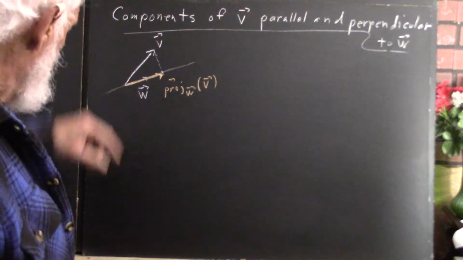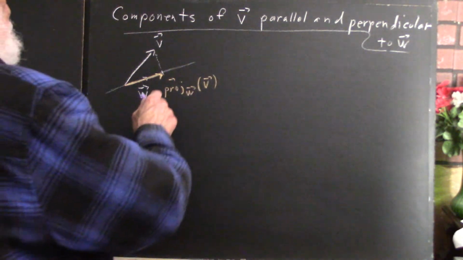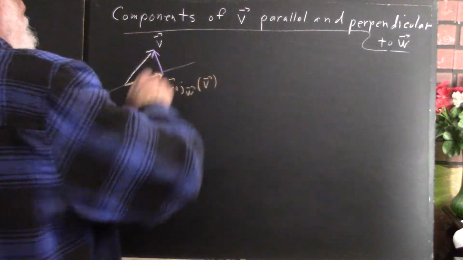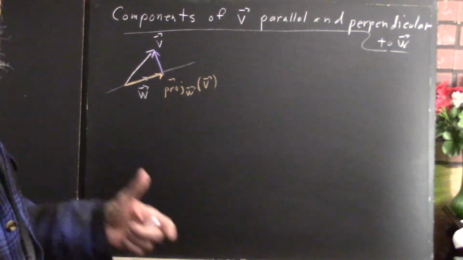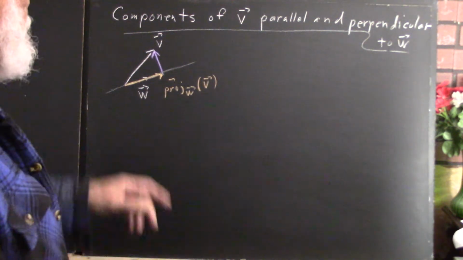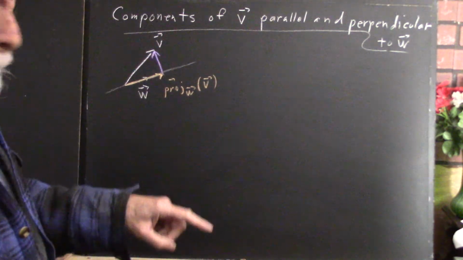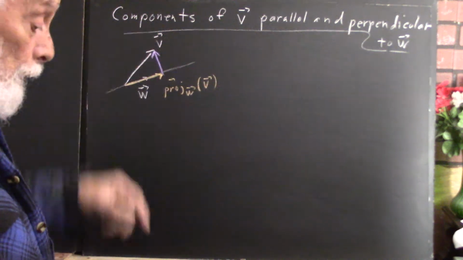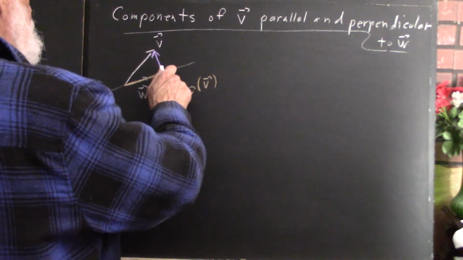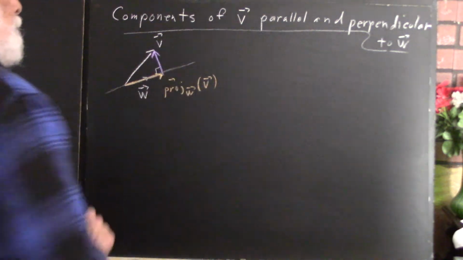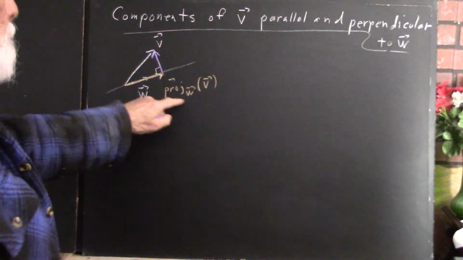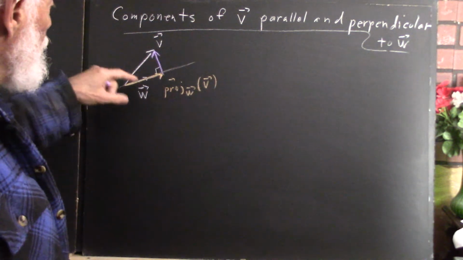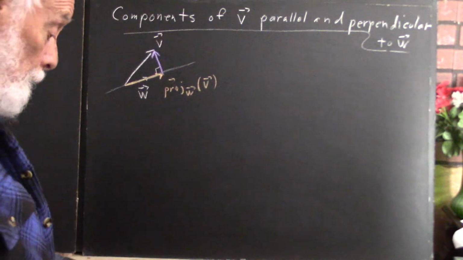Okay? Another component would be this vector here. Component means if you add the components, you get the thing. If you add the components of V, then you should get V. Well, clearly this vector plus this vector gives you V. And since your projection line is at a right angle to the direction of W, with the projection of V onto W being along that line, we see that these two vectors are perpendicular.